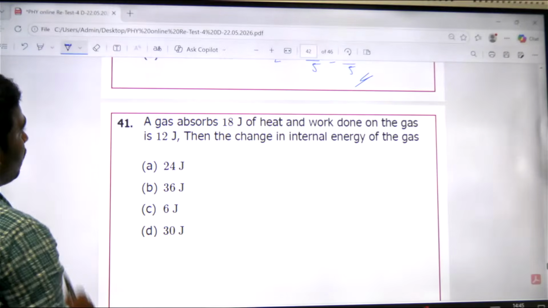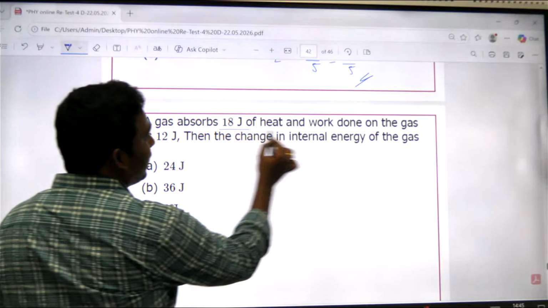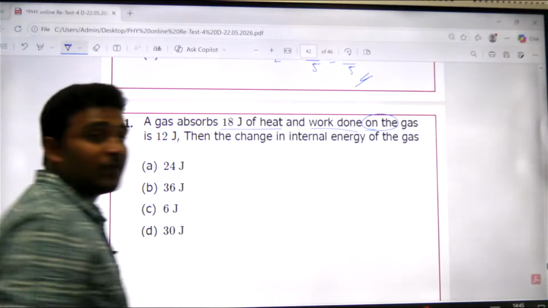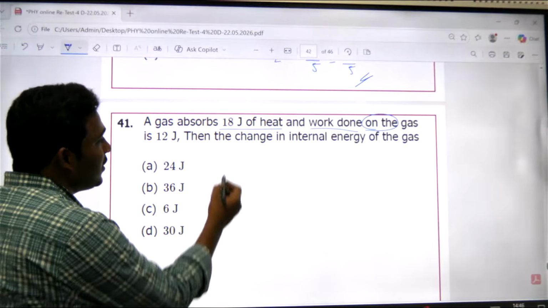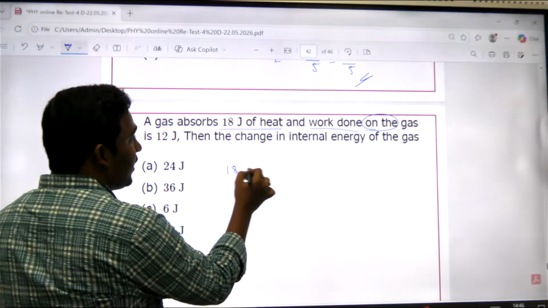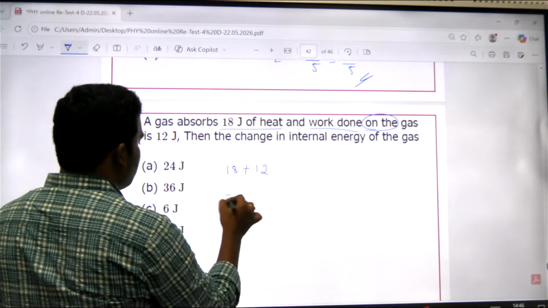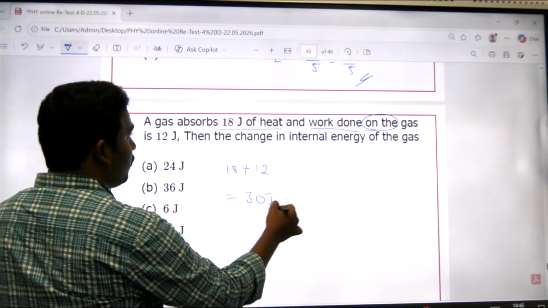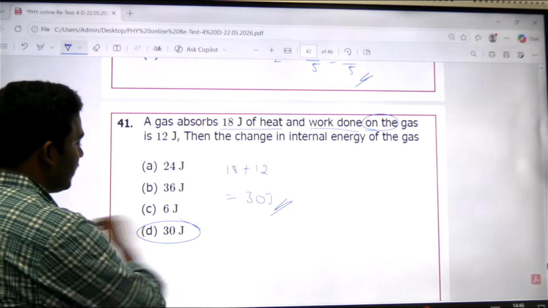Going for question number 41. The gas absorbs 18 joules of heat and work is done on the gas. It means he's giving the energy, he's also doing the work. So what is the total energy supplied? Energy supplied in the form of heat is 18, and the energy supplied in terms of work is 12. So 30 joules of internal energy change will be there, and that is your option D.